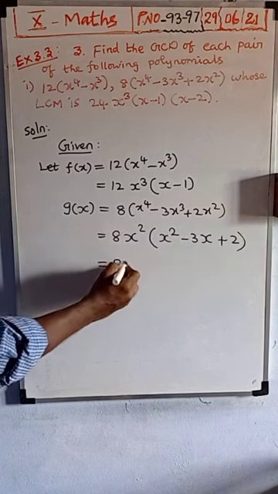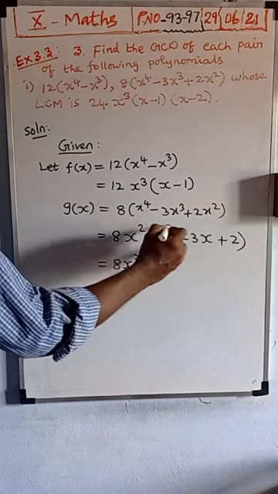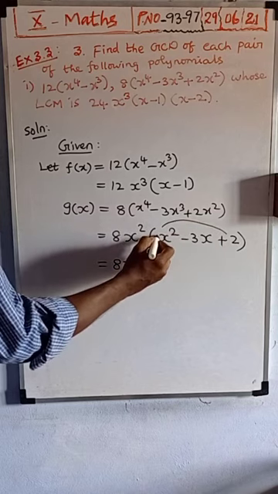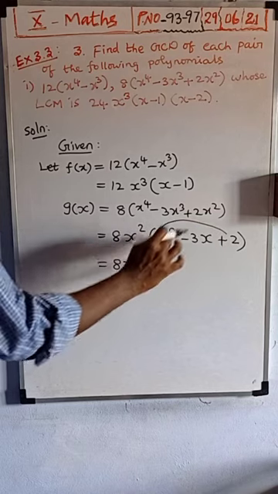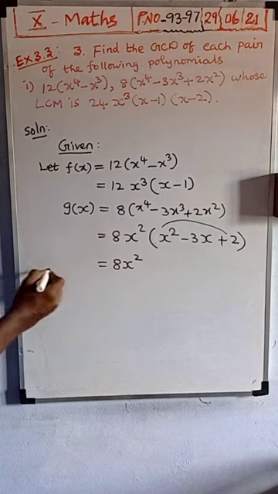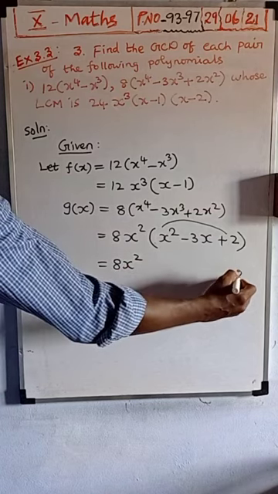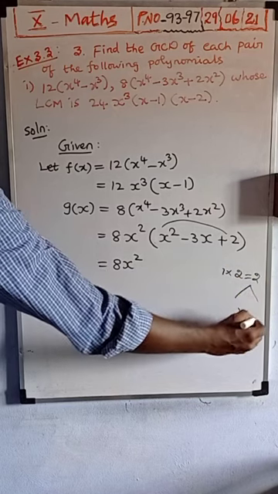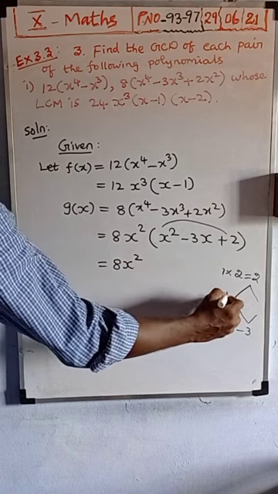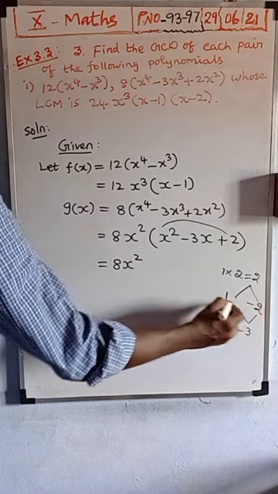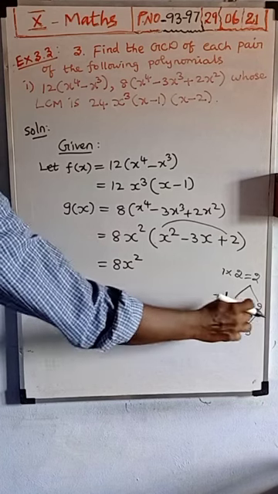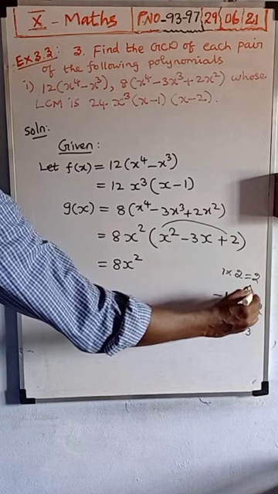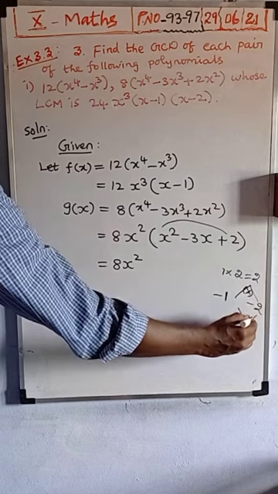Now, 8x squared is outside, and what is the factor of this quadratic polynomial? We want to factorize it. Here 1 times 2 is 2, and adding should give minus 3. So both should be put with minus: minus 1 and minus 2, adding gives minus 3, multiplying gives plus 2. Up we multiply, down we add.